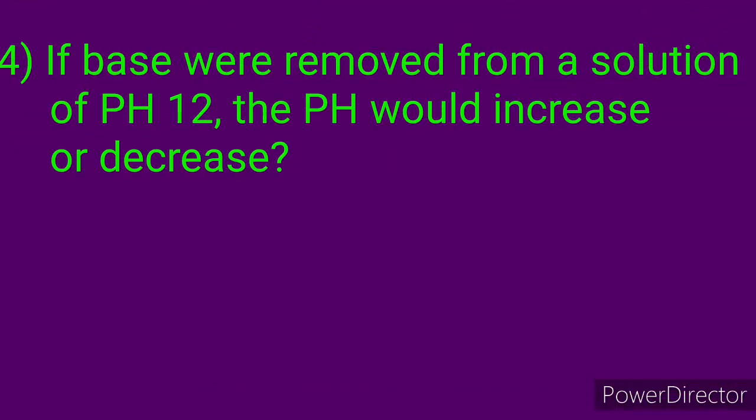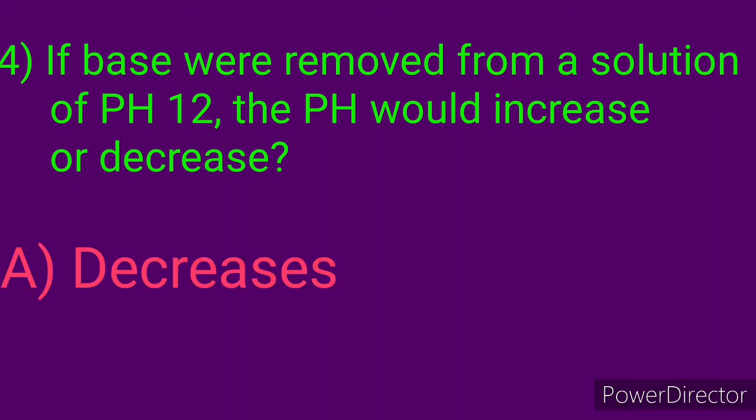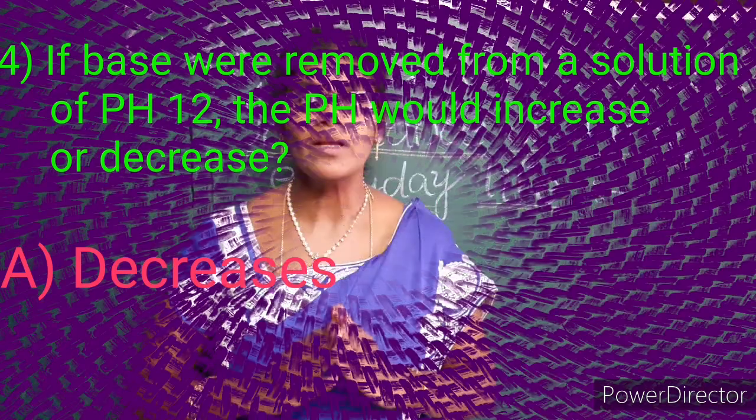Children, the last question is: if base were removed from a solution of pH 12, would the pH increase or decrease? Okay, the pH value decreases, because when we remove the base, the OH- ion concentration also decreases. When the OH- ion concentration decreases, the pH value of the solution also decreases.